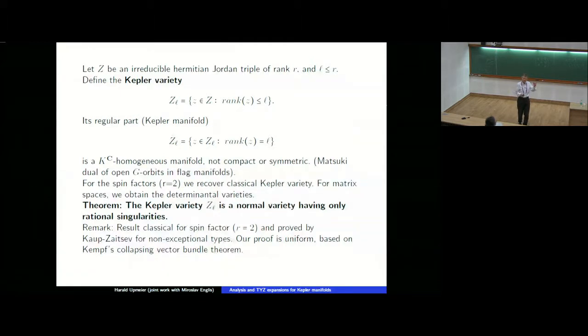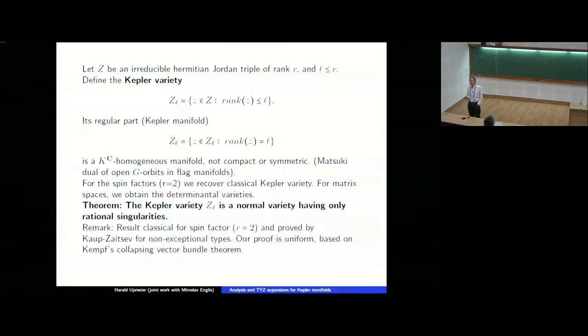It has also these two numbers A and B, which are not so important anymore. And fix any number L up to the full rank, from 1 to R. Then the Kepler variety is defined exactly as for matrices, namely all elements of rank less or equal to L.